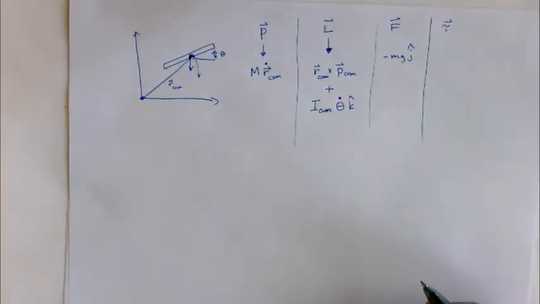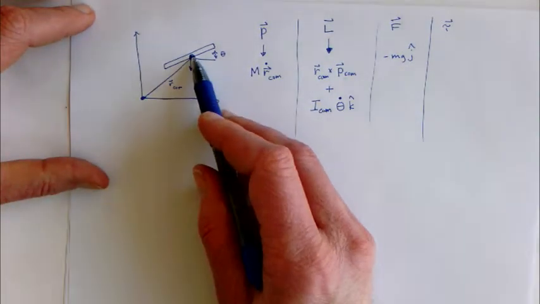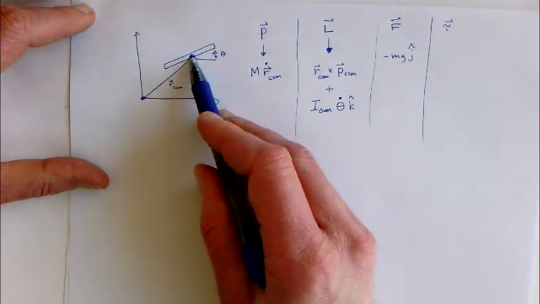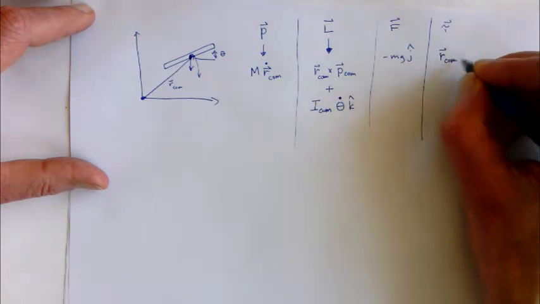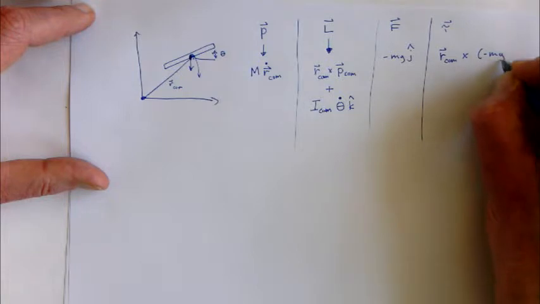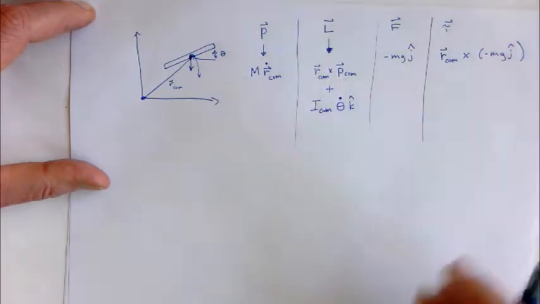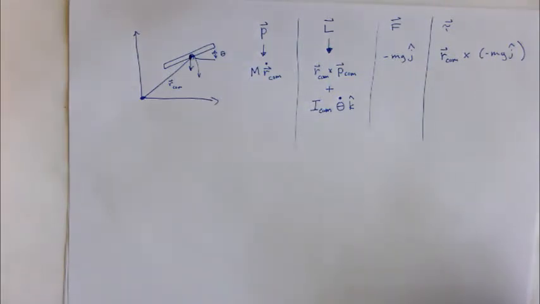And torques are fairly straightforward as well. There's one force acting. The vector from the origin to the point where the force is being applied is RCOM. So my torque is going to be the position vector of the center of mass crossed with minus mg j hat. Now this isn't the most elegant way to go about this problem, but it works. So let's follow it through.